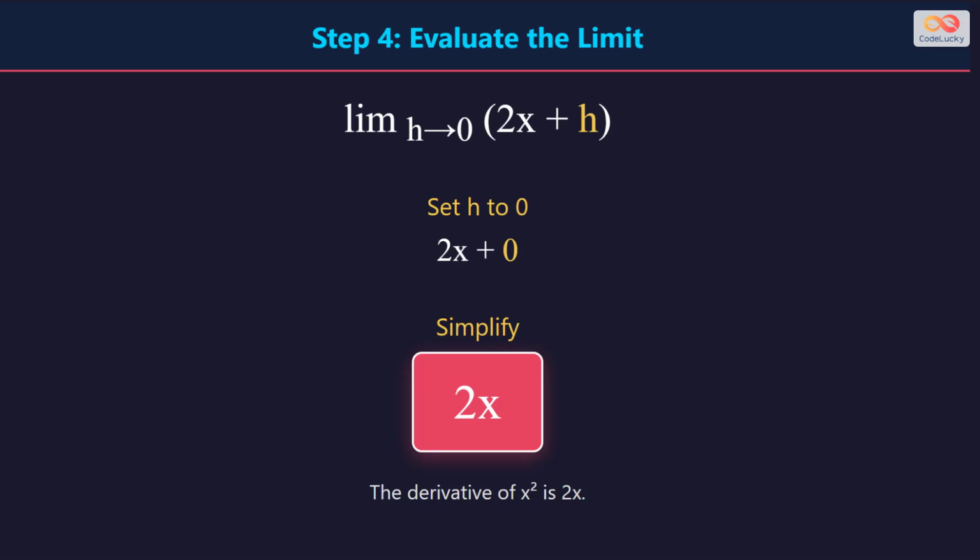Finally, step 4, we evaluate the limit. Since we are no longer dividing by zero, we can simply set h to 0. The term plus h vanishes, and we are left with the final result, 2x. The derivative of x squared is 2x.